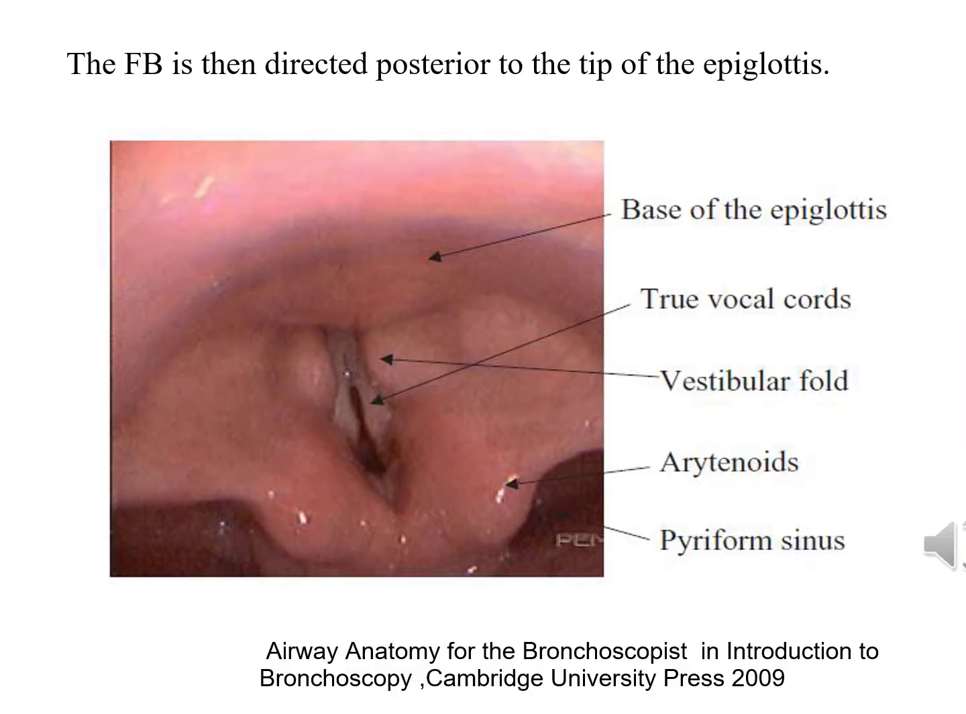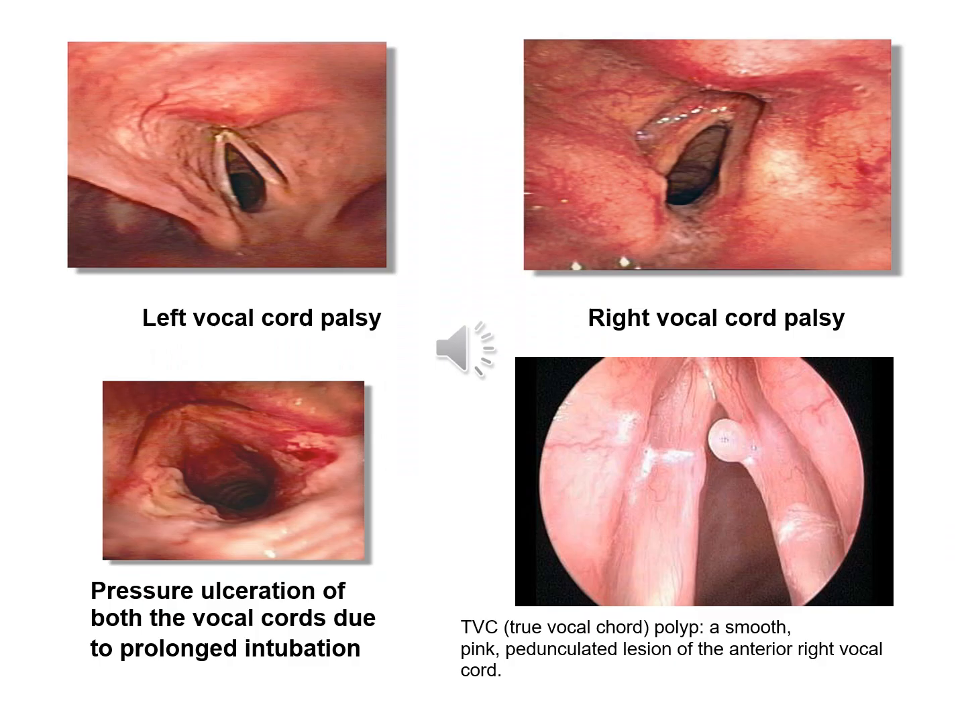The FB is then directed posterior to the tip of the epiglottis. On this picture we can see left vocal cord palsy and right vocal cord palsy. Pressure ulceration of both the vocal cords due to prolonged intubation. TVC, true vocal cord, polyp, a smooth, pink, pedunculated lesion of the anterior right vocal cord.